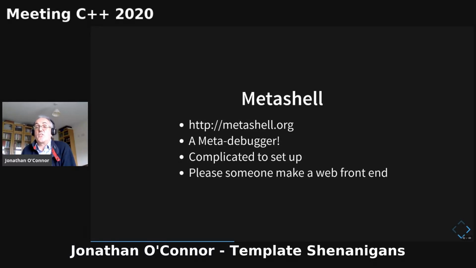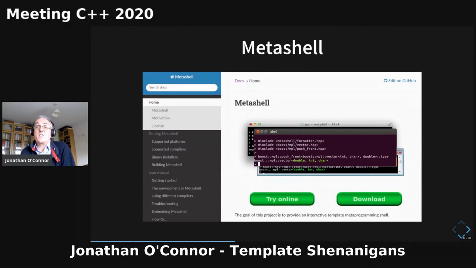So I would love if somebody could come up with a web front end like Godbolt, like CPP Code Insights. That'd be fantastic. This is what Metashell looks like. This is some of their documentation, and they do have a demo version that runs, but it only allows you to select between C++11 and C++14. My code is C++20, so it wasn't going anywhere.